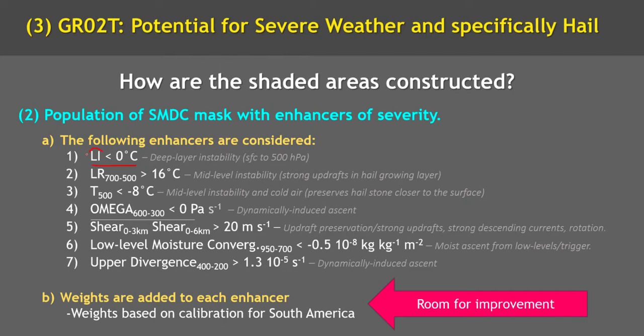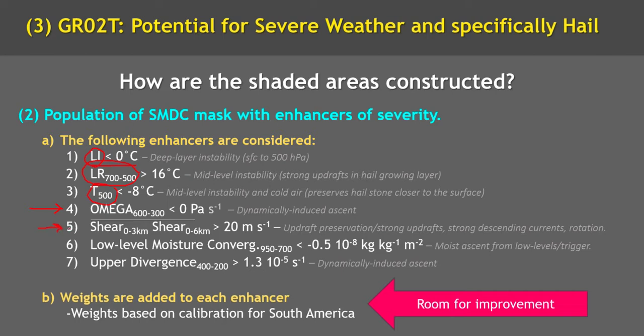So we look at the lifted index. We look at the lapse rate. This is very important, and this is very important for hail, particularly the 700, 500 lapse rates. We look at 500 temperatures. We use -8 for the algorithm to populate the mask as a threshold. So if the temperatures are warmer than that, it doesn't do anything. Then we're looking at omegas in the mid-troposphere as well. Then in this case, we're also looking at shear.